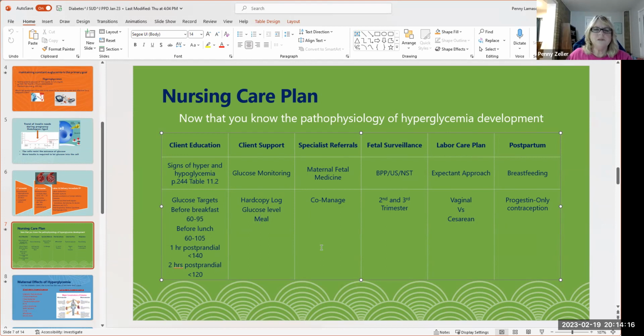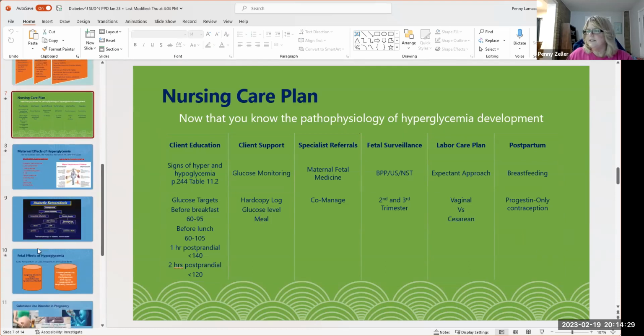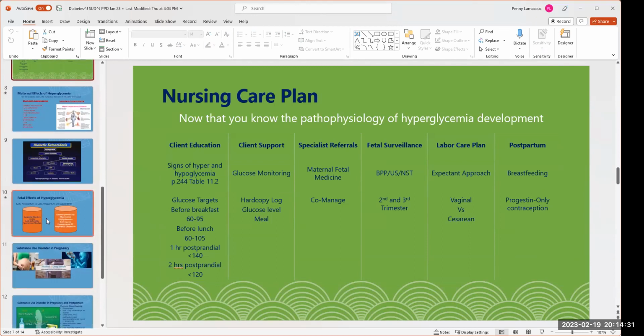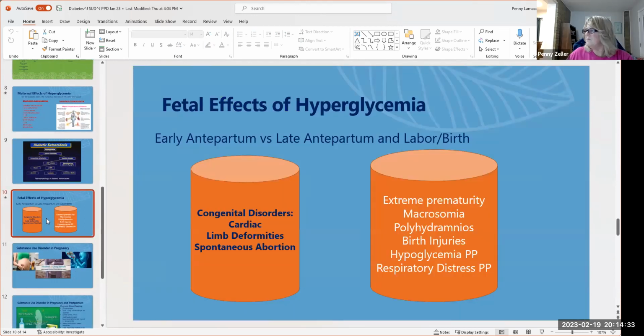I really enjoy taking care of diabetic pregnant women. That and the women with substance use. I don't know why, I just do. It must be very challenging. It is very challenging.